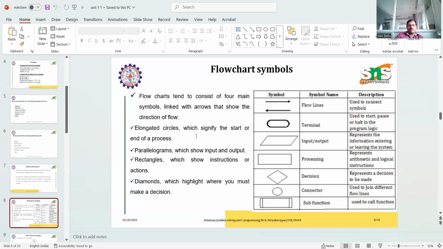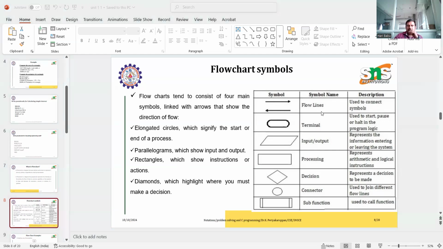Just see about the flowchart symbols. Flowcharts tend to consist of four main symbols linked with arrows that show the direction of flow: elongated circles, which signify the start and end of the process; a parallelogram, which shows input and output; a rectangle, which shows instruction or action; and a diamond, which highlights whether you must make a decision.